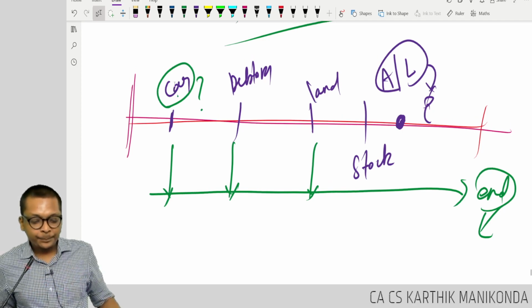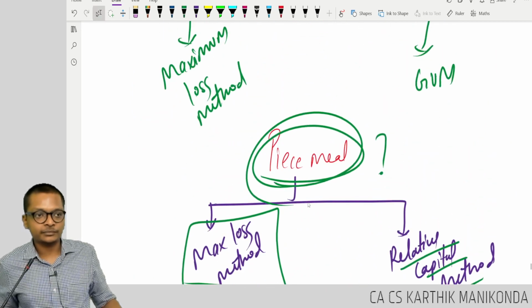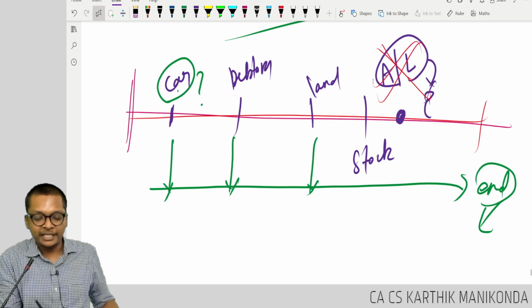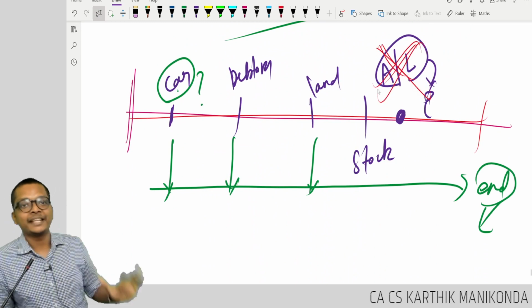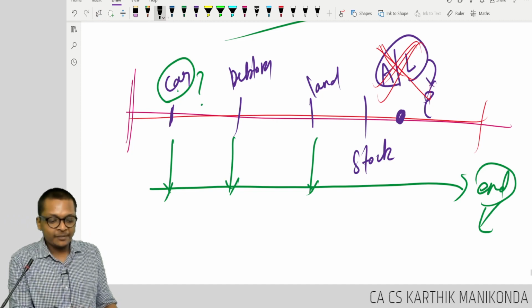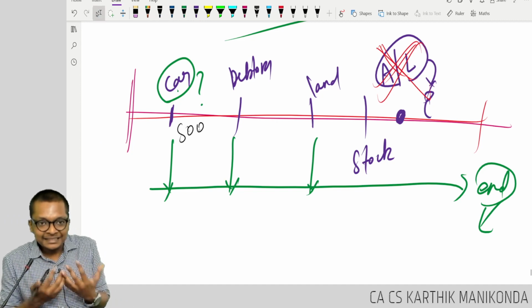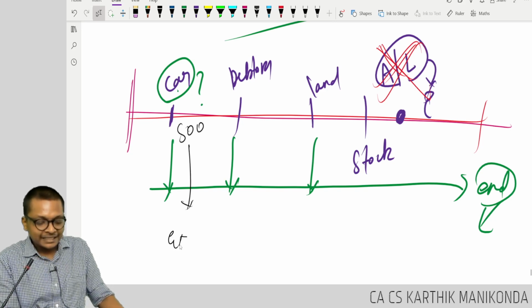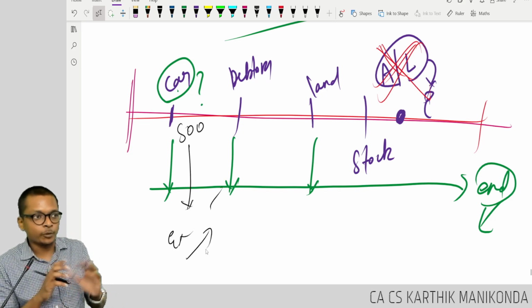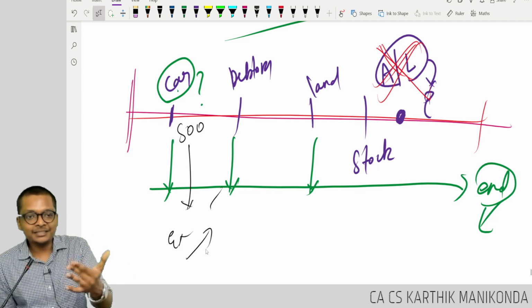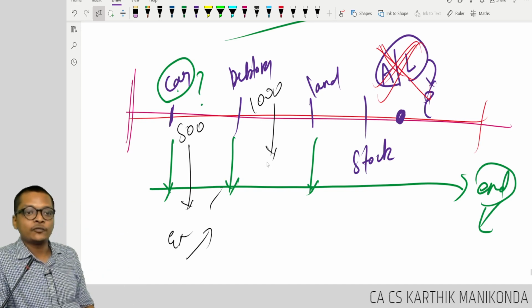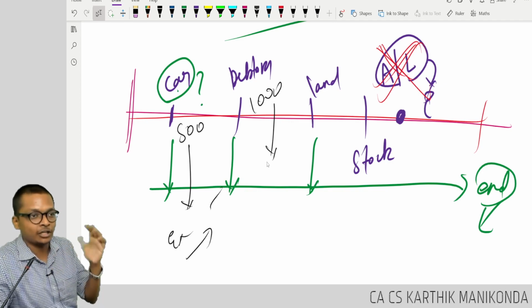That means piecemeal distribution means they are saying all assets and liabilities are never sold on the same day. They are sold on different days. So today if I am selling the car for 500, whatever cash I have, I will give to the people. That's it. This 500 I will give to the existing creditors, existing partners proportionately. Then next the debtors gave me 1000. That 1000 I will give to people on those days. Are you following, guys? That is called piecemeal distribution because that's more logical. Now you are understanding the logic, guys.